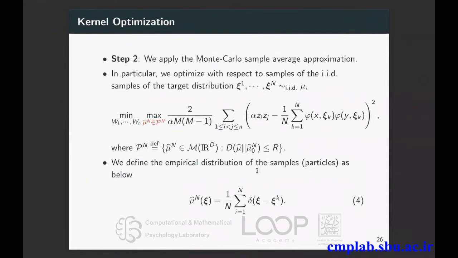The next step, as I said, is to do a Monte-Carlo sample average approximation. Instead of optimizing the distribution, I just optimize over a bunch of samples from this distribution. Here, I'm assuming that the space of distributions that I'm searching over is a distribution ball, a set of distributions that satisfies some divergence property. For these samples, I can define an empirical measure, which you can think of as an approximation of the true measure that I'm trying to optimize.